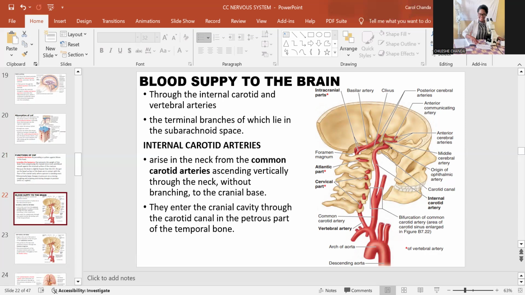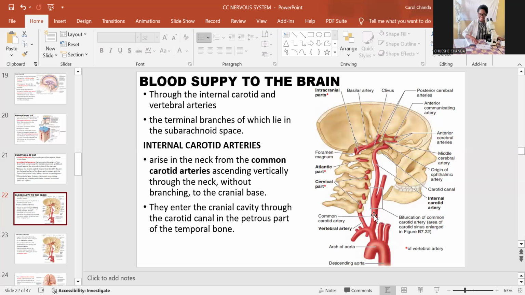Now, internal carotid arteries arise from the common carotid arteries. We have external carotid and internal carotid arteries, but we have this common carotid artery, which is coming from a branch that is coming from the aorta.